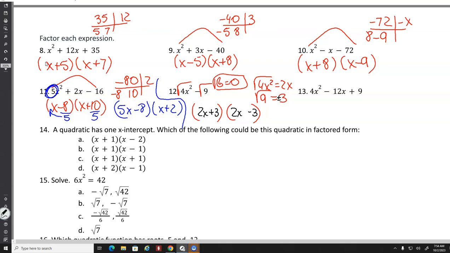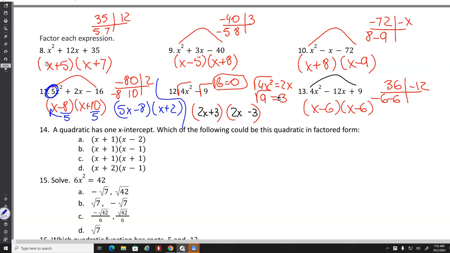All right, I got 4x squared minus 12x plus 9. Again, going to multiply 4 times 9. All right, so it's going to be 36 and it has to equal negative 12. Two factors would be 6 and 6, and they both got to be negative. Okay, so I got x minus 6 and x minus 6, okay, to give me negative 12.